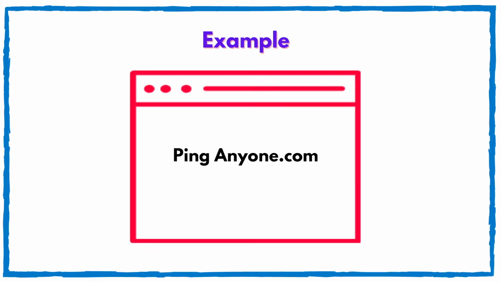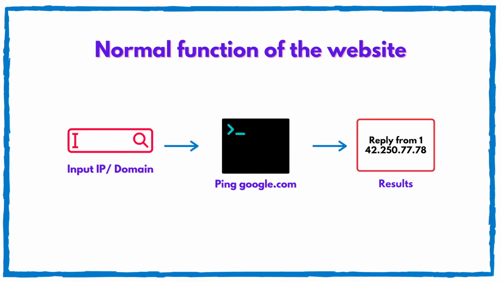So, we have an example here. This website is called pinganyone.com. The normal functionality of this website is when you input an IP or domain name in this input box, it goes on the backend and runs the ping command on that domain or that IP address. After doing that, it returns in the return results box whatever the output of the command was here. To understand a bit better how this works, let's take a look at this.